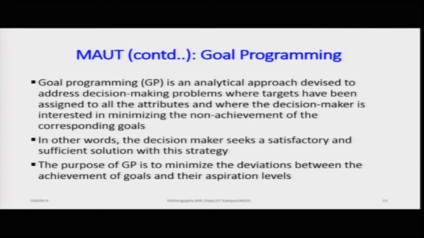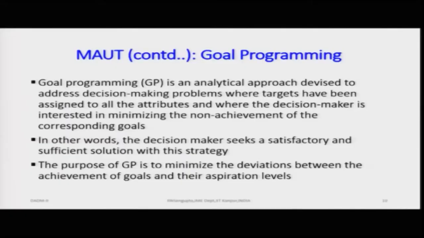So, I am using the concept of risk or the level of reliability or probability, whatever you say, where the targets have been assigned to all the attributes and where the decision maker is interested in minimizing the non-achievement of the corresponding goal. So, say for example, my goal is basically to achieve an attribute value for whatever decision it is. Consider it is, say, on a scale of 1 to 10, 7. So, obviously, there would be variability. So, I want to basically minimize the overall variability of not attaining my goal.